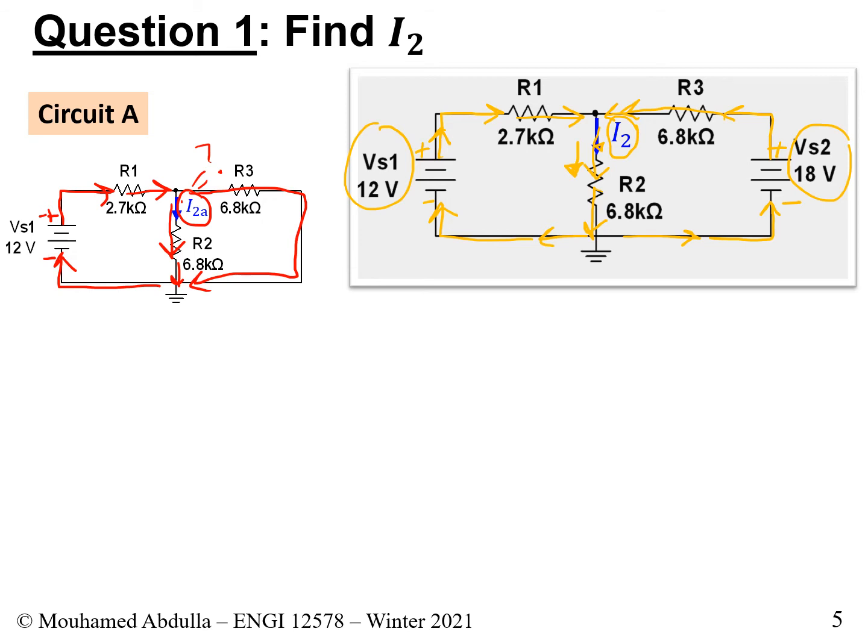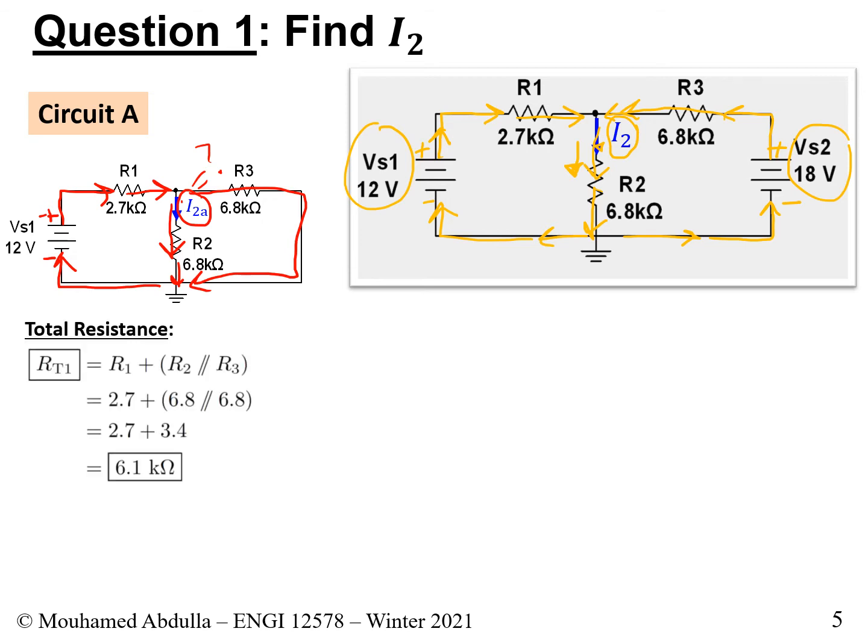So let's do this. As a first step, we'll find the total resistance of this circuit. The total resistance is R2 and R3 in parallel, and they are added to R1, and that gives us the total resistance for this circuit. We could call it RTA or RT1, it doesn't really matter as long as we know it's not the total for the entire circuit, it's only for circuit A.